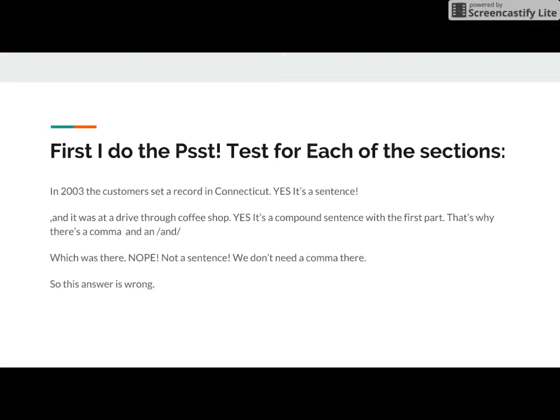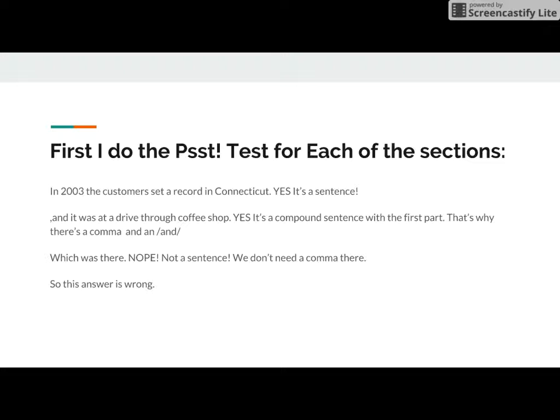So first I do the test for each of the sections. "In 2003, the customer set a record in Connecticut." Hey, Shona, psst. "In 2003, the customer set a record in Connecticut." Yeah, that does say something. I try the second one. Psst. Hey, Shona. "And it was at a drive-through coffee shop."